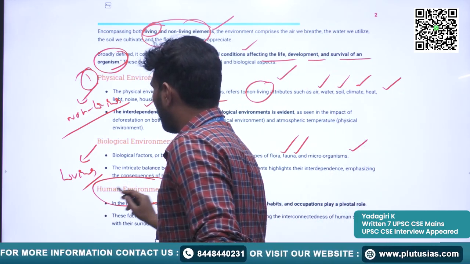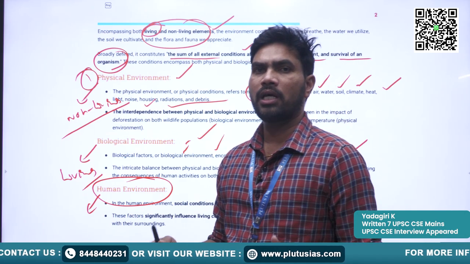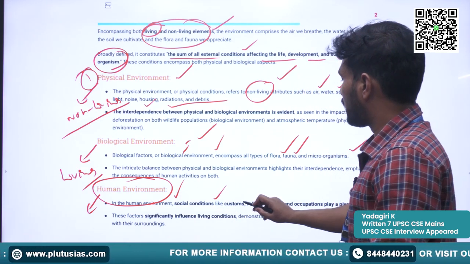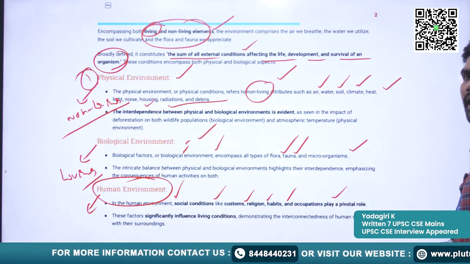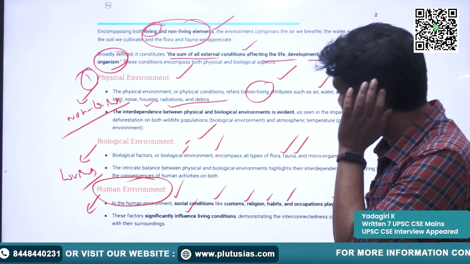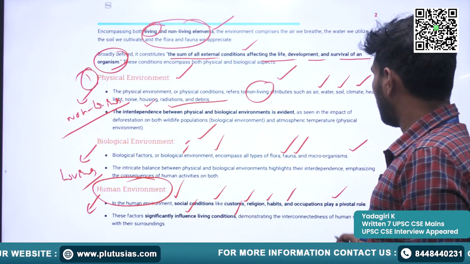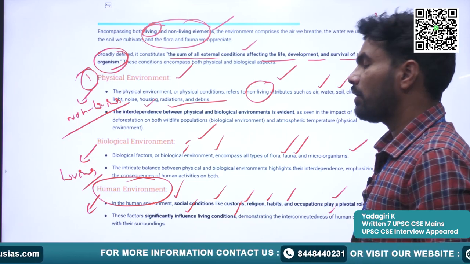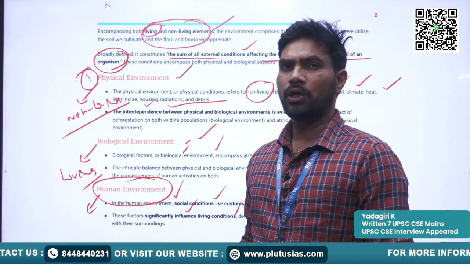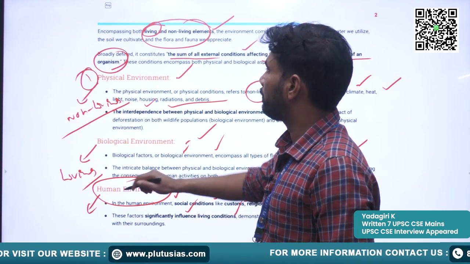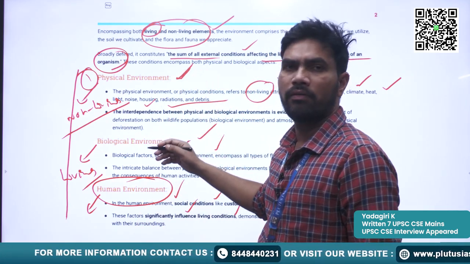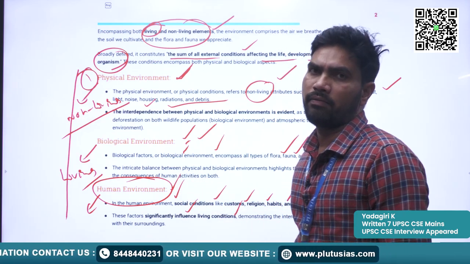In the end, there is the human environment, in which we humans are a major and basic component. Here, social conditions like customs, religion, habits and occupations play a pivotal role in the human environment. All these factors significantly influence living conditions, demonstrating the interconnectedness of human societies with their surroundings. So environment is organisms interacting with their surroundings. The components of environment we can study under three heads: physical environment, biological environment and human environment.